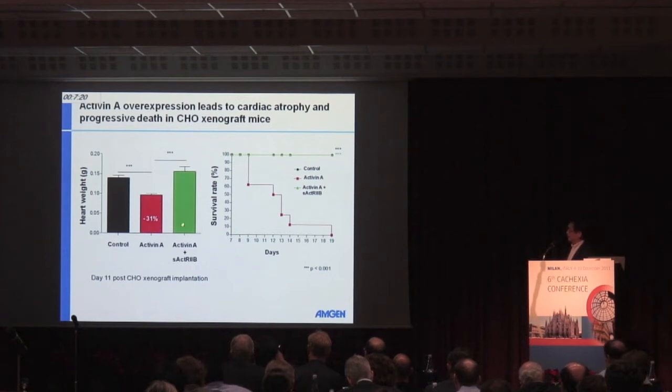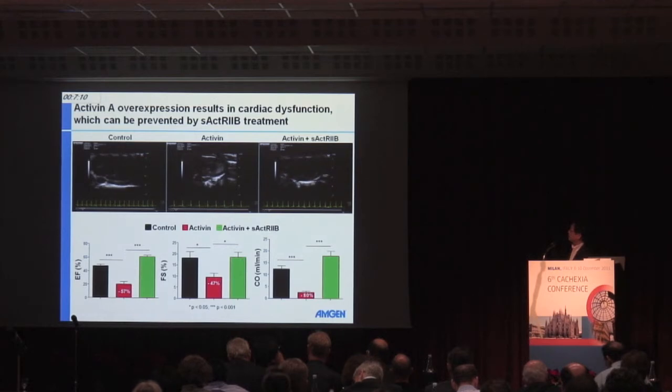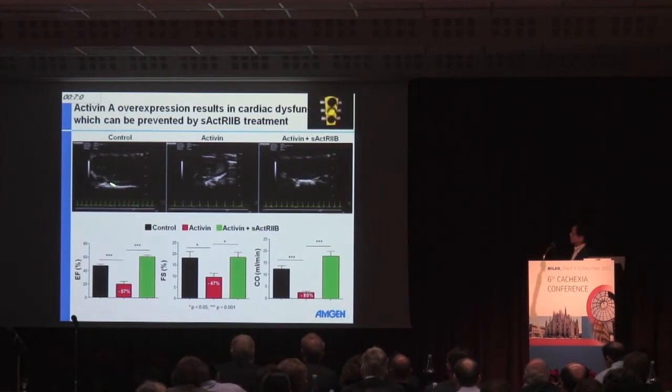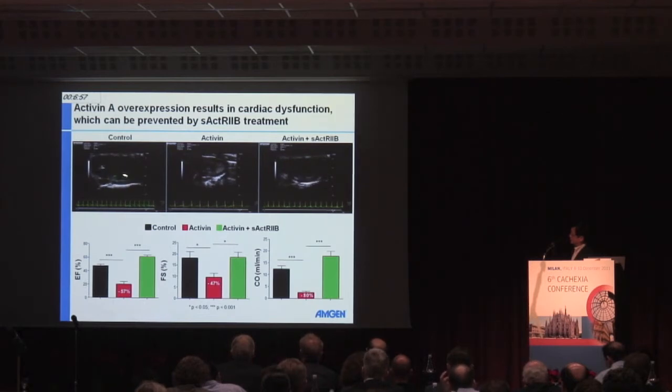But again, treating the animal with a soluble agent really protected these animals from the activin-induced wasting. So this is the functional analysis we did. We used echo to image the heart. You can see this is the dynamics of the control heart, and here's the activin plus the soluble receptor treated heart, and they work pretty well. And the activin treated heart did poorly.